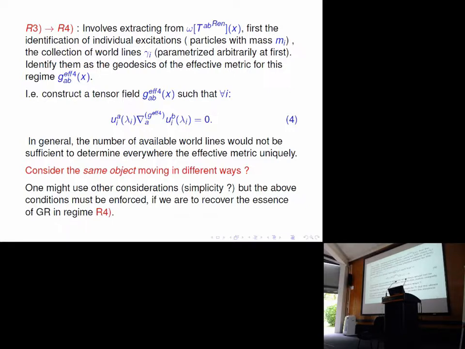Here we have a problem. I would like to say that the object with which I have tested the spacetime in this direction is the same object with which I have tested the spacetime in this direction. However, it's not clear what that means. What do I have to do to identify this object with this object? How do I say they are the same object?